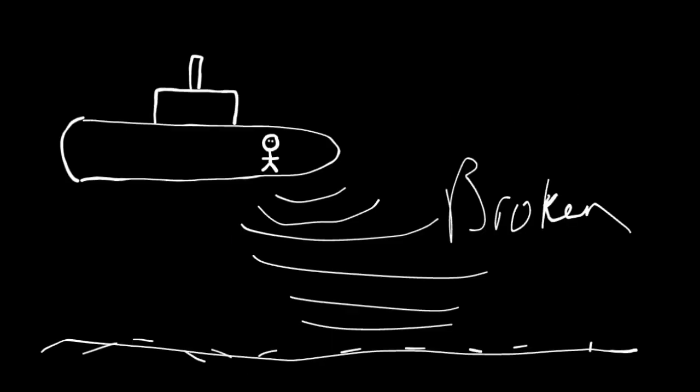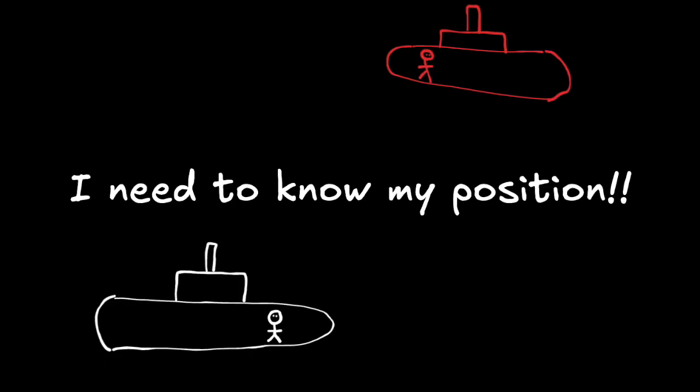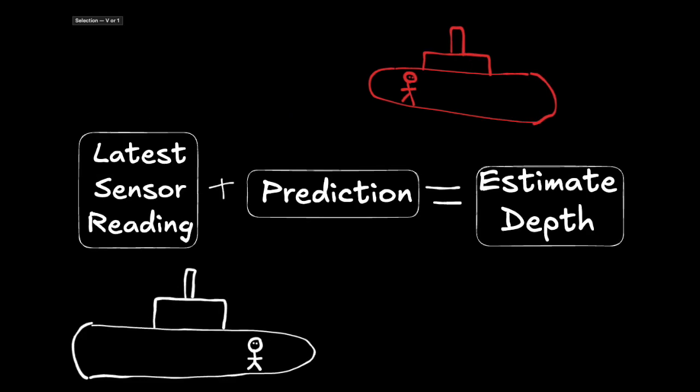Second, your onboard depth sensor, while useful, doesn't provide perfect readings. Its measurements fluctuate due to noise, making it unreliable if taken at face value. Given these uncertainties, how can you determine your actual depth at any given moment? Instead of only relying on this noisy sensor, we need a smarter approach, one that continuously refines our estimate by balancing past knowledge with new observations.